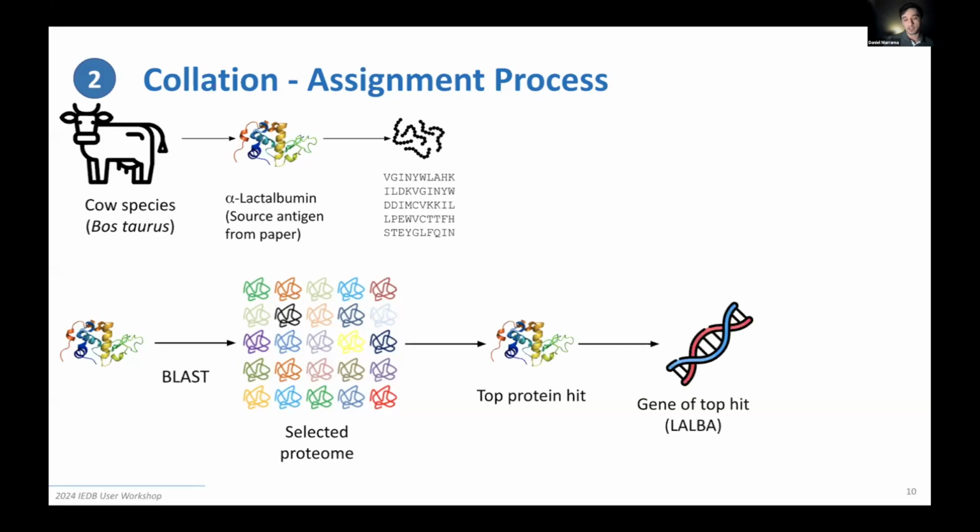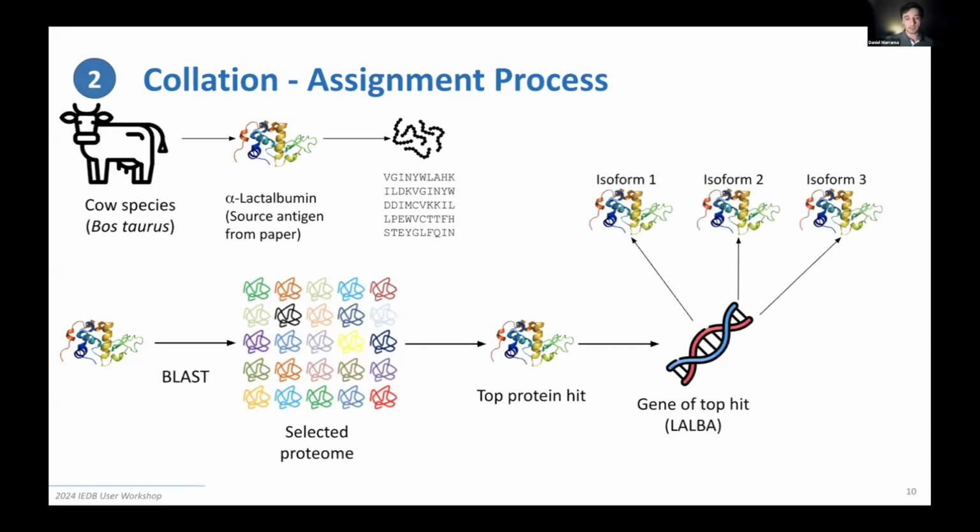And then we take the gene of that top hit, and then we get all the isoforms associated with that gene, which will be in the selected proteome. The nice thing about UniProt is that in their proteomes, they'll often collect all the isoforms for a given gene into one, so we can use those.